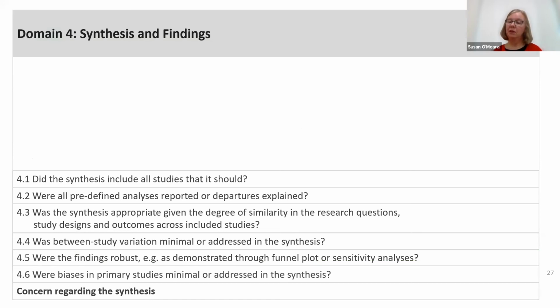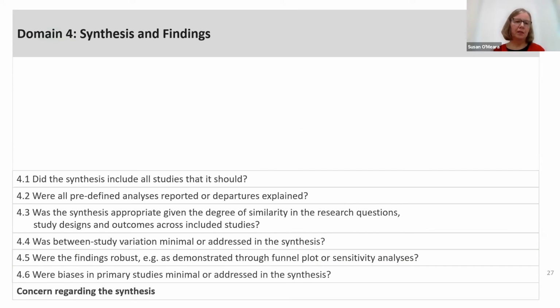So moving on to the last domain, domain 4. This focuses on methods of data synthesis. So if it's a meta-analysis, then it looks at the meta-analysis, but this can also be used where systematic reviews don't include a meta-analysis.